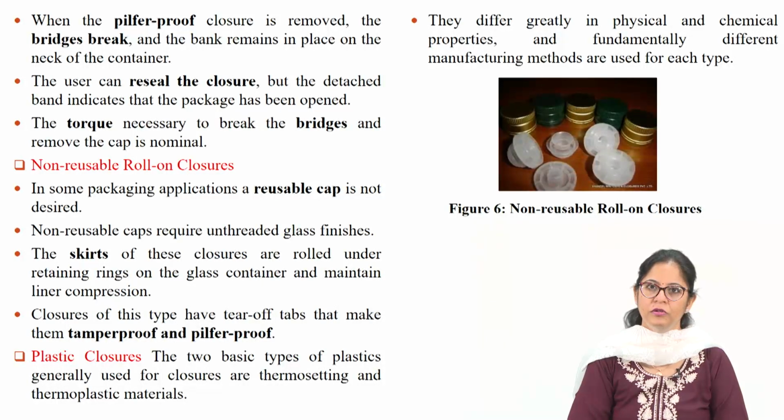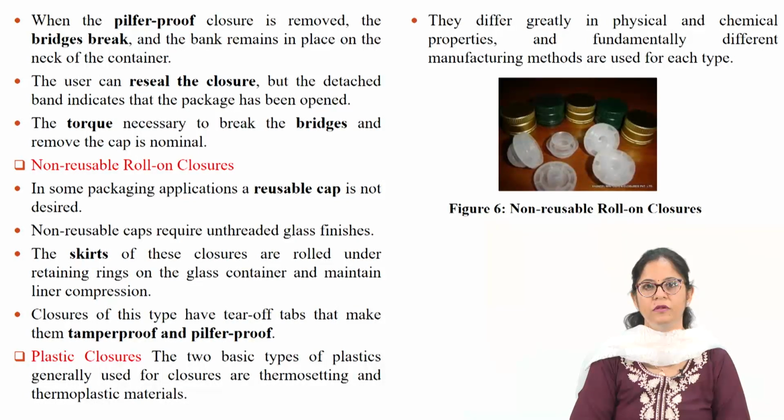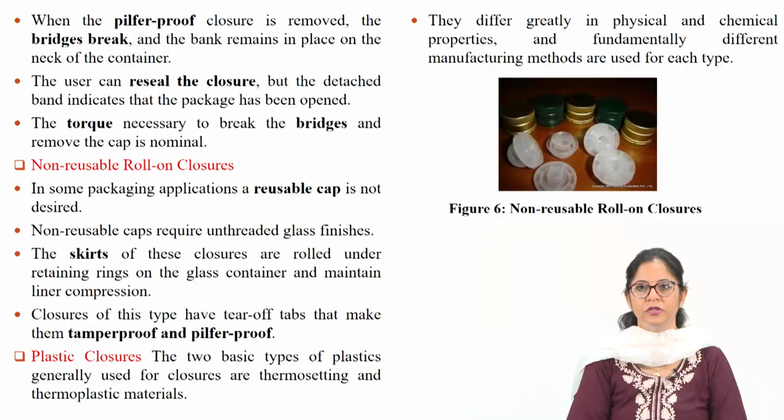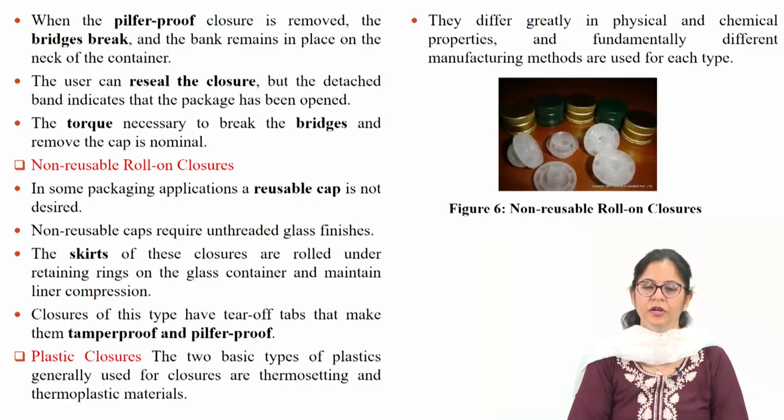Non-reusable roll-on closures. In some packaging applications, the reusable cap is not desired. Non-reusable caps require unthreaded glass finishes. The skirts of the closures are rolled under retaining rings on the glass container and maintain liner compression. The closures of this type have tear-off tabs and make them tamper-proof and pilfer-proof.